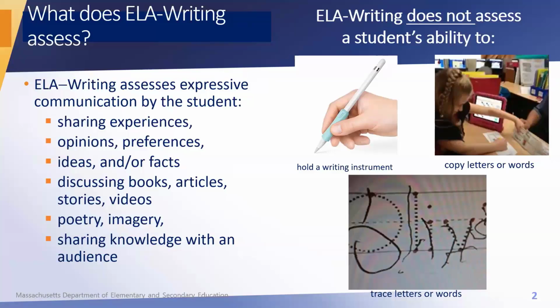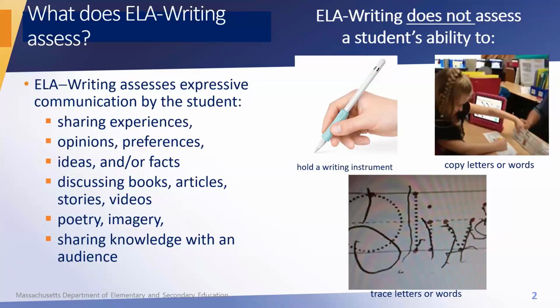So let's get started. We're going to talk about what ELA writing does assess. It is all about expressive communication by the student, for them to share experiences, to offer their preferences, to talk about ideas, maybe give facts on things they really love to talk about, discussing books, articles, look at videos and tell us about those. Definitely using poetry and imagery with our kids and sharing what they know with others. So writing is about expressive communication.